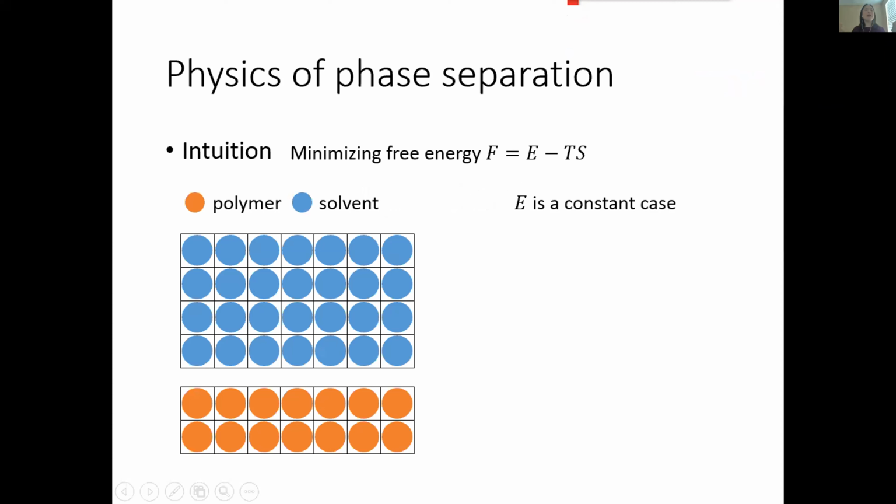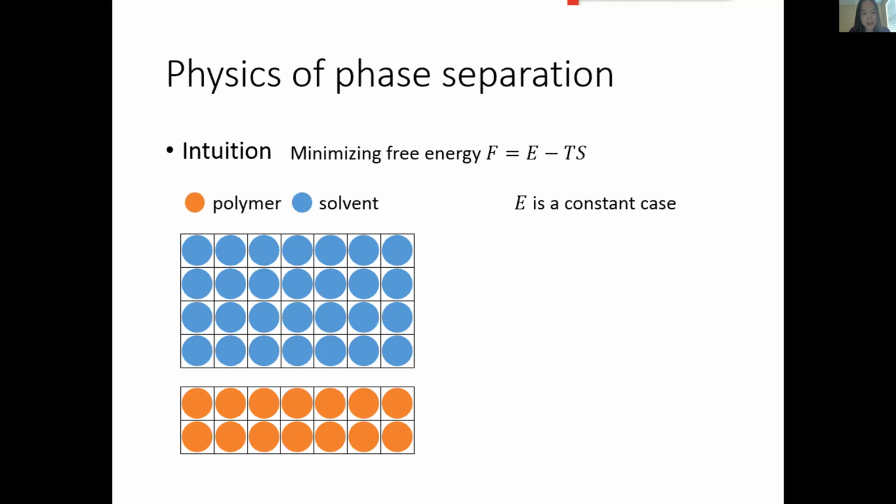Okay, so now let's switch gears and talk about the physics of phase separation. Let's start with maybe just a simple lattice model and try to develop some intuitions. In statistical mechanics, we know that a system in equilibrium has its free energy at the minimum. The system always has a tendency to minimize its free energy.